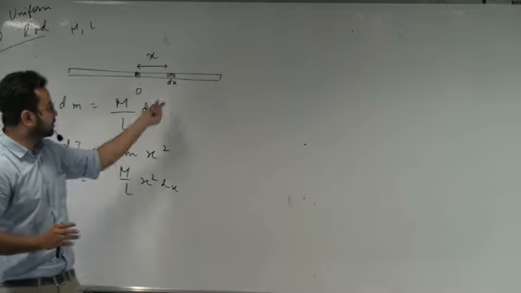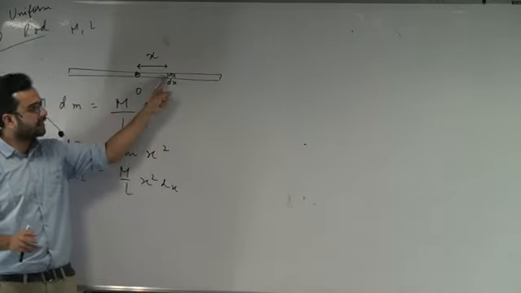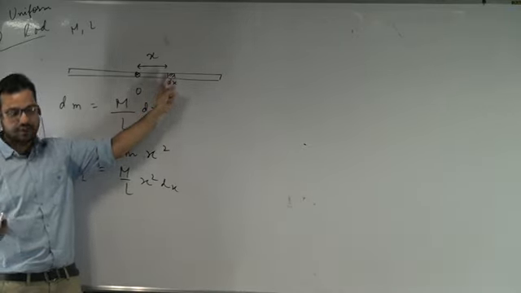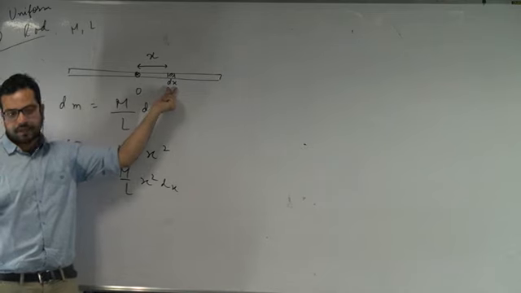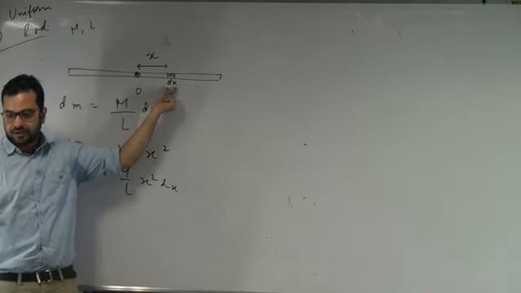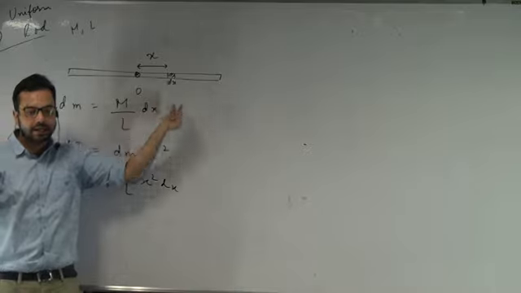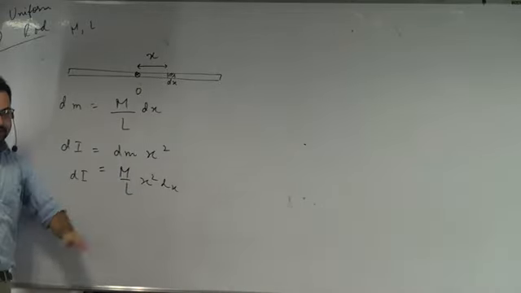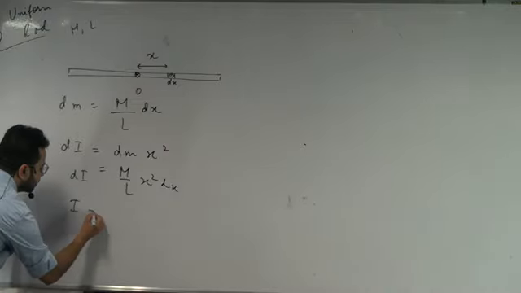So the same idea applies here. This dx does not matter whether you take the length till here or till here. Is that clear? So we say that this entire element is at a distance of x. That is the fundamental idea behind integration. So we have M by L x squared dx. Now all we need to do is what?